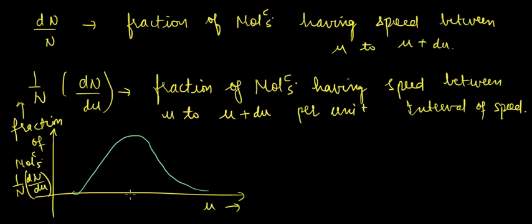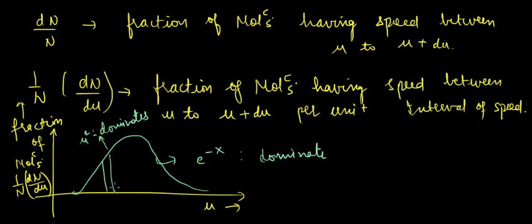Okay, and in this graph we can write that at this point e to the power minus m u square, or rather e to the power minus x term in 1 upon n dn by du dominates, and in the upward sloping curve the u square factor dominates. Okay, so this is the small portion here which is du.